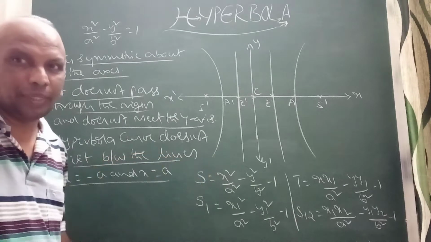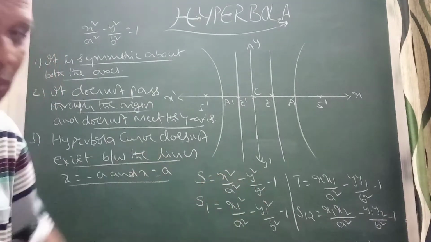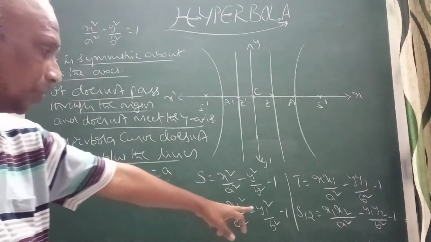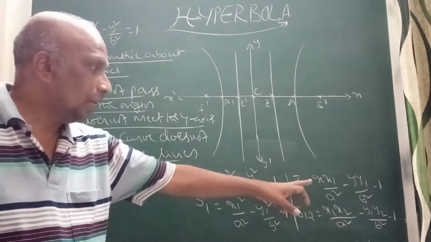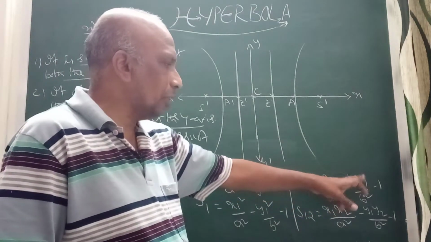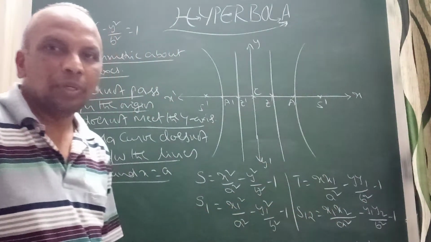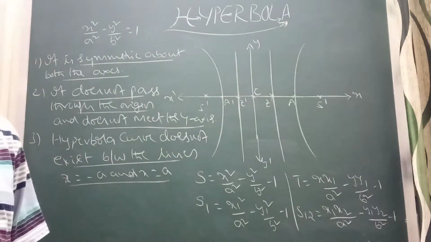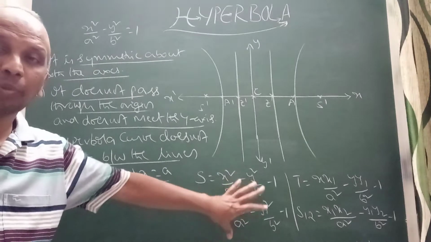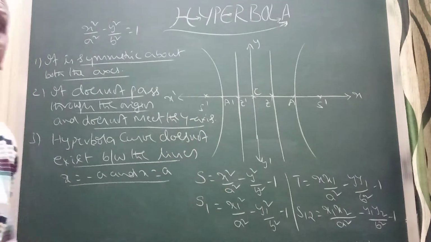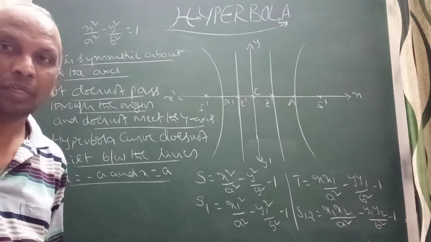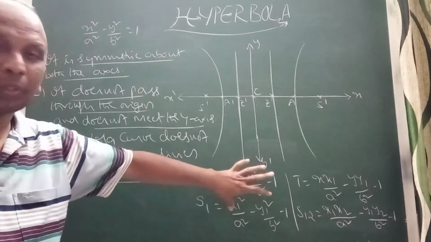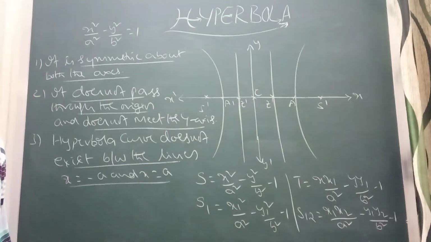S is equal to x square by a square minus y square by b square minus 1. S1 is x1 square by a square minus y1 square by b square minus 1. T is x x1 by a square minus y y1 by b square minus 1. S1 is 2 x1 x2 by a square minus y1 y2 by b square minus 1. These notations you should remember to find different types of equations, the tangent equation, the chord equation. If you know the midpoint of the chord, how to write the equation of the chord, all that we can write easily if you remember this notation.